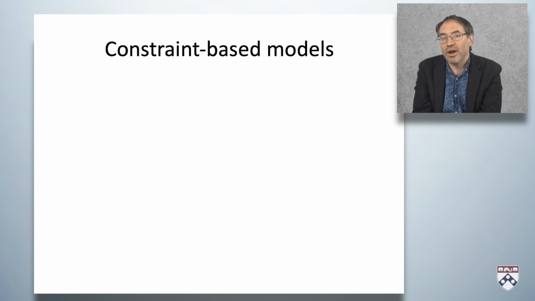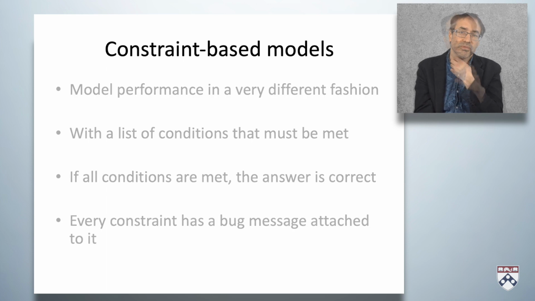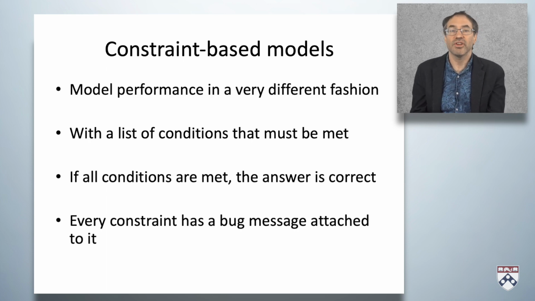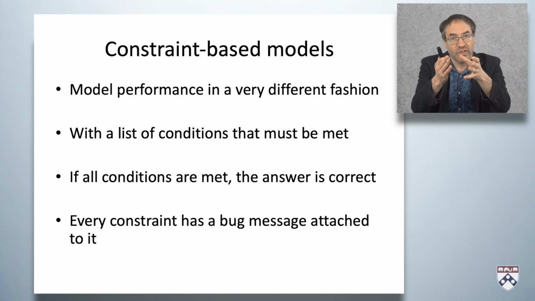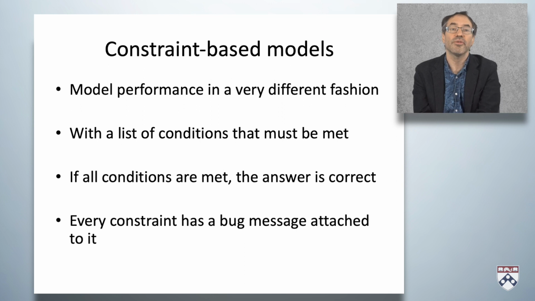The second big paradigm that people were really debating 15 years ago was constraint-based models. Constraint-based models model performance in a very different fashion than model tracing tutors. Instead of trying to represent the processes that lead to the correct answers, they instead represent a list of conditions that must be met for a solution to be correct. If all the conditions are met, the answer is correct. And every one of those constraints has a bug message attached to it.